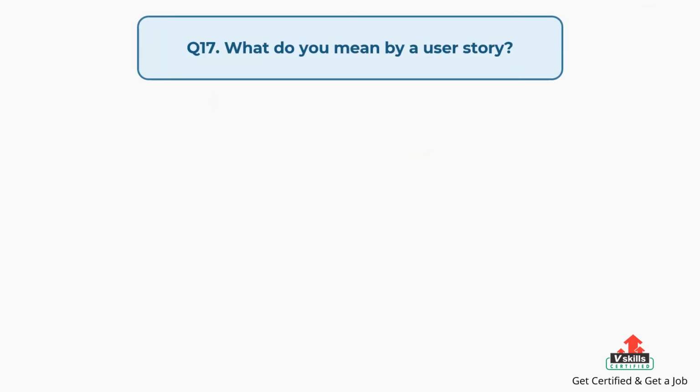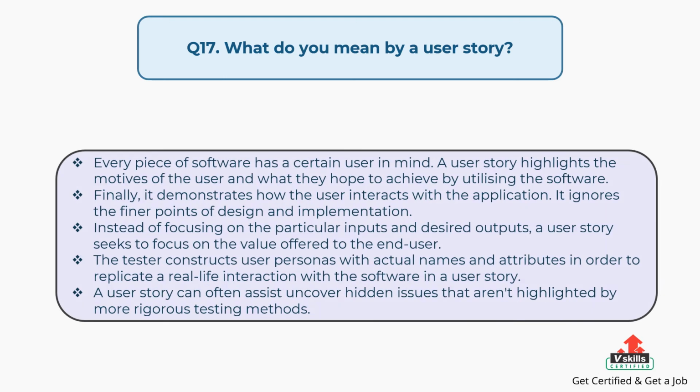Question number 17. What do you mean by a user story? The answer is: every piece of software has a certain user in mind. A user story highlights the motives of the user and what they hope to achieve by utilizing the software. Finally, it demonstrates how the user interacts with the application. It ignores the finer points of design and implementation.